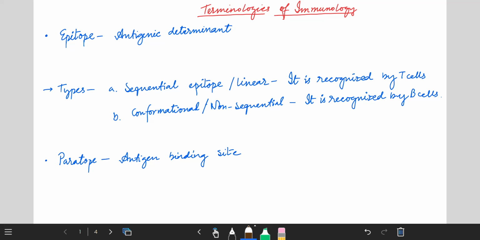Now what is a paratope? A paratope is an antigen binding site, which is a part of the variable region or variable domain in an immunoglobulin. So it's a part of the V region or domain of Ig, or it can be termed as the site of an antibody that can react with the corresponding epitope of an antigen. It means a site of an antibody that can react with the epitope of an antigen.